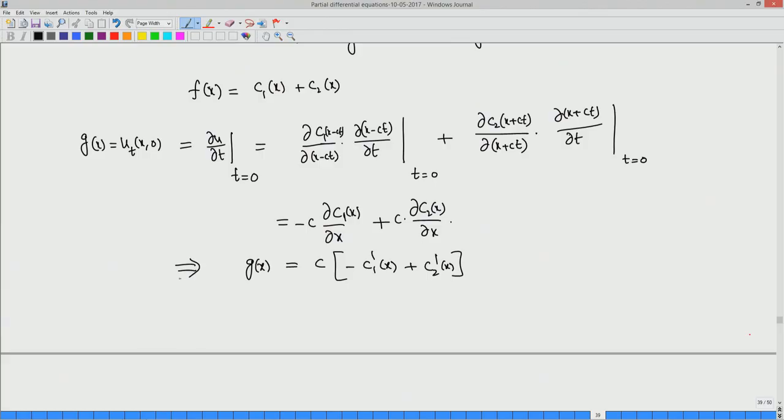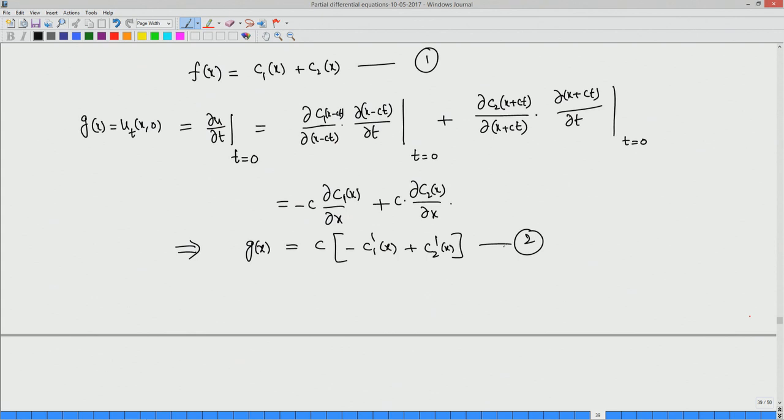So, this is my second equation. This is your first equation, this is your second equation. Now you do one more step. We try to integrate this equation. This is the function g of x, x belongs to the full real line R.